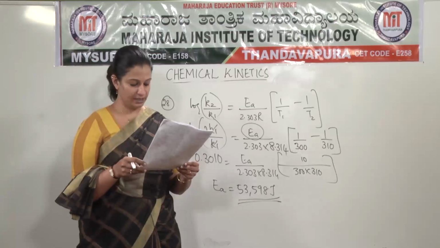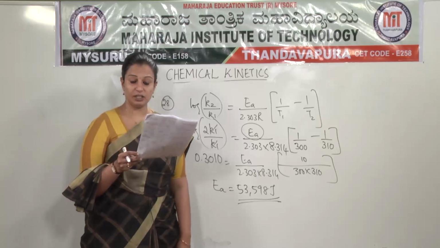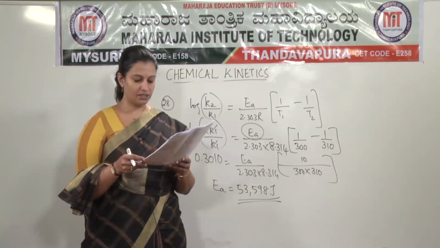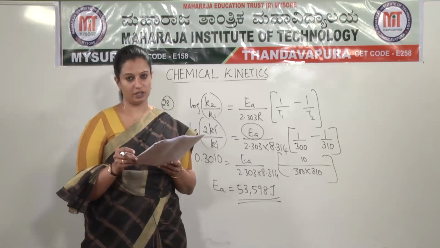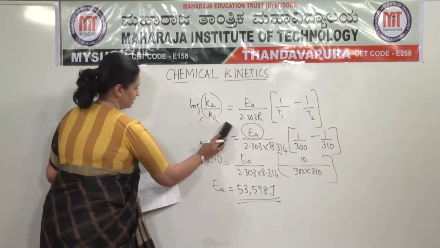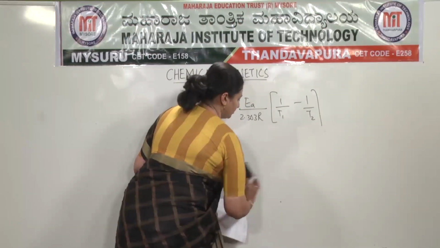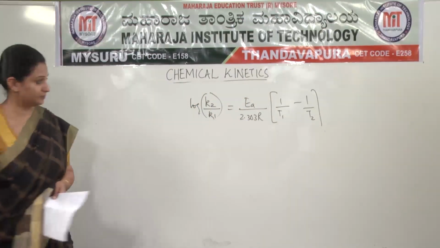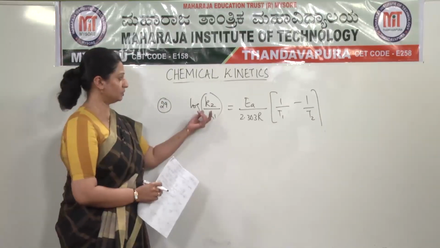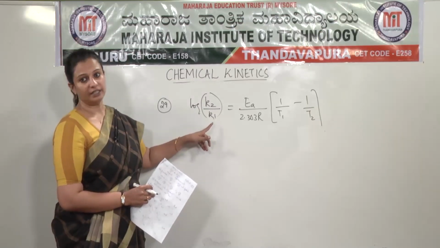Question number 29. The activation energy for a reaction is 9 kilocalories per mole. What is the increase in rate constant when temperature increases from 298 Kelvin to 308 Kelvin? So, question number 29 has the same Arrhenius formula to follow. This is the same formula that you are going to have for question number 29. You are required to find out how much the rate has increased, which means I have to find out K2 in terms of K1.